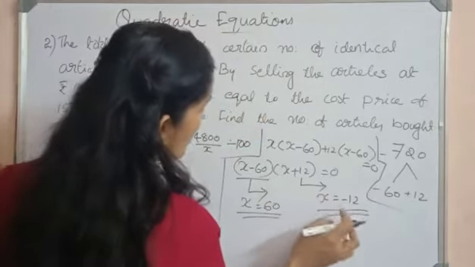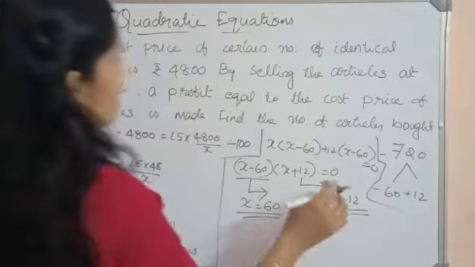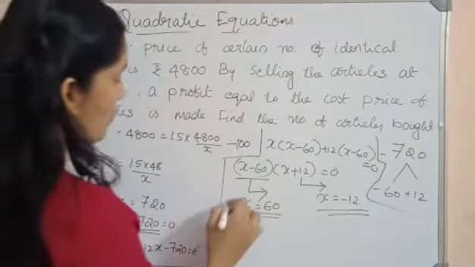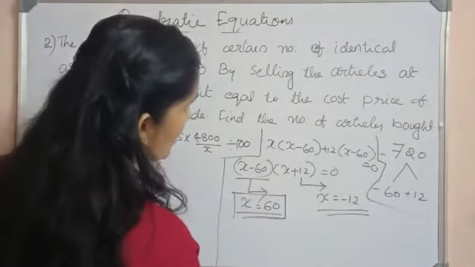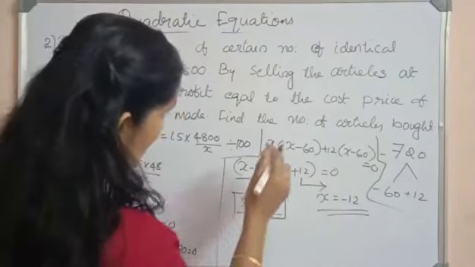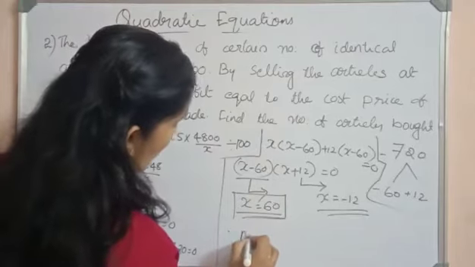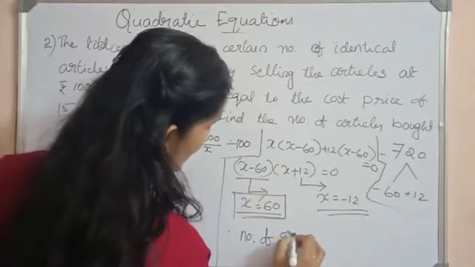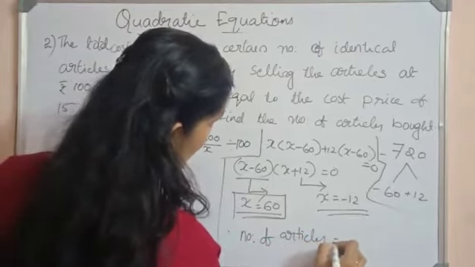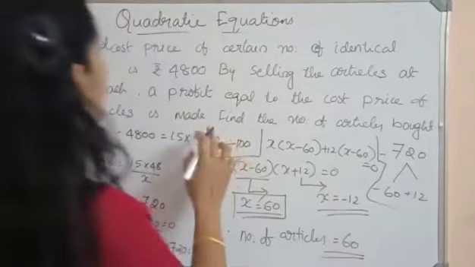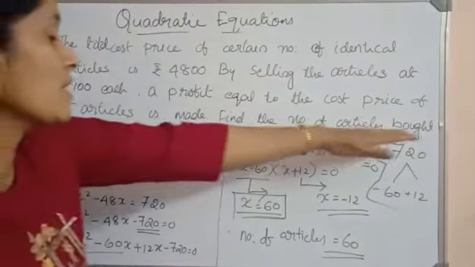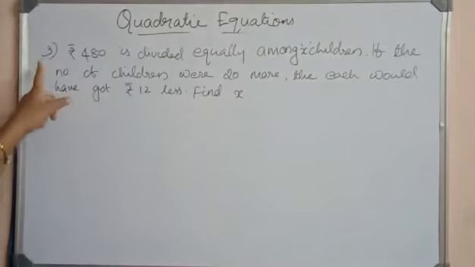Here we cannot consider x is equal to minus 12 since it is a number of articles. Therefore, the number of articles is 60. Number of articles is equal to 60. This is what we have to find. Find the number of articles bought. Look at the next question.